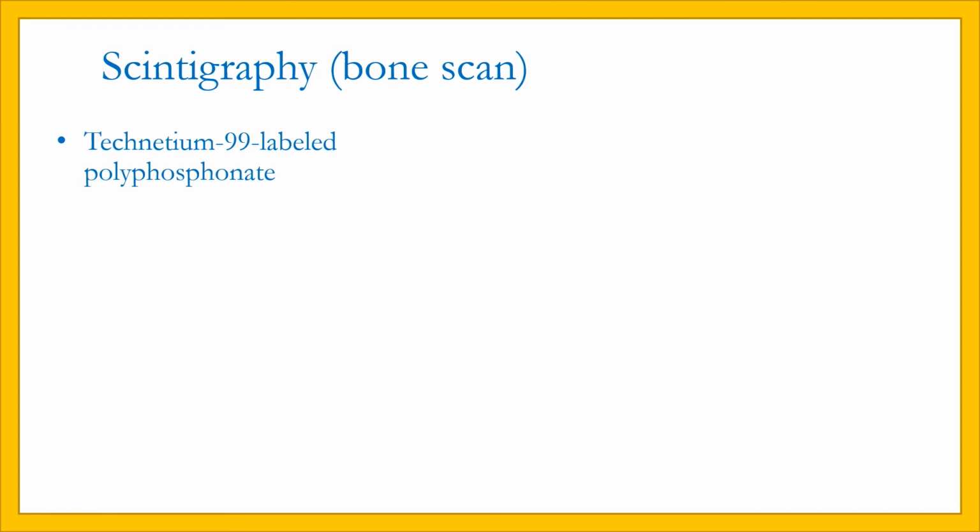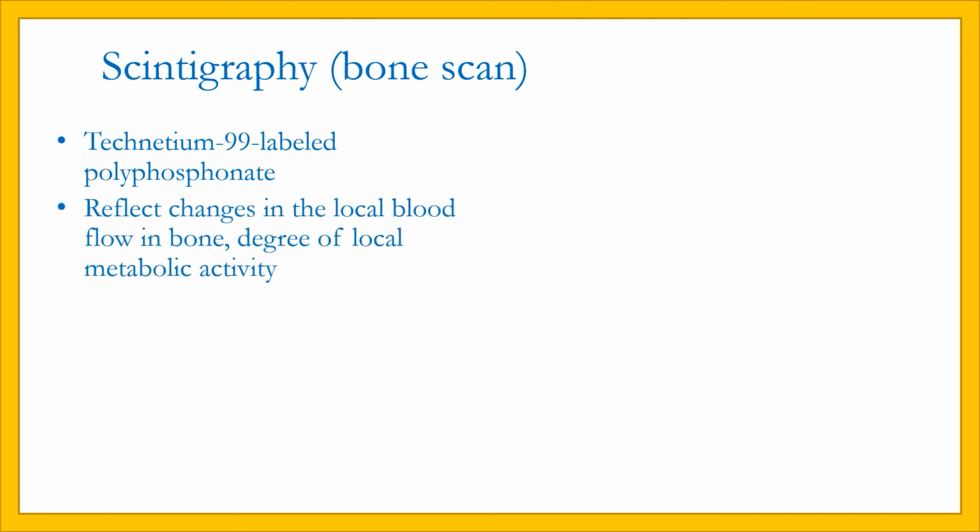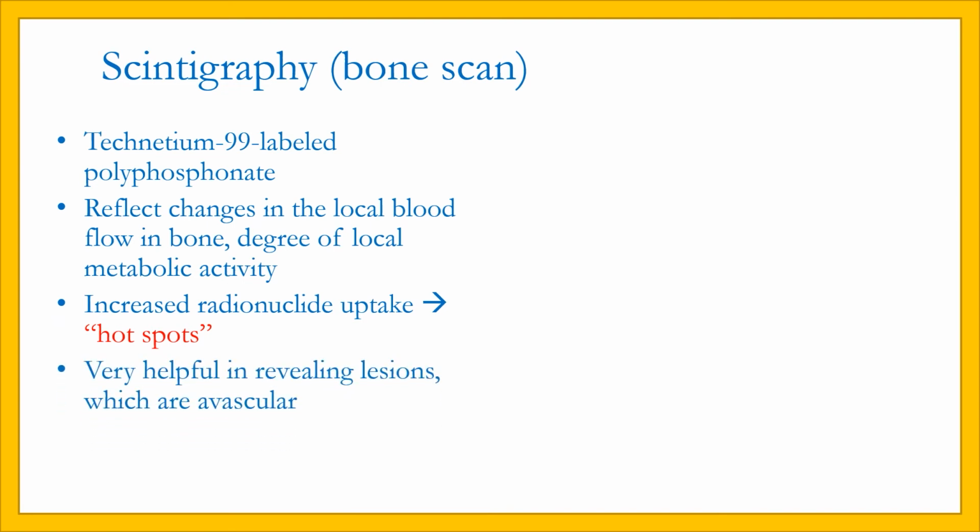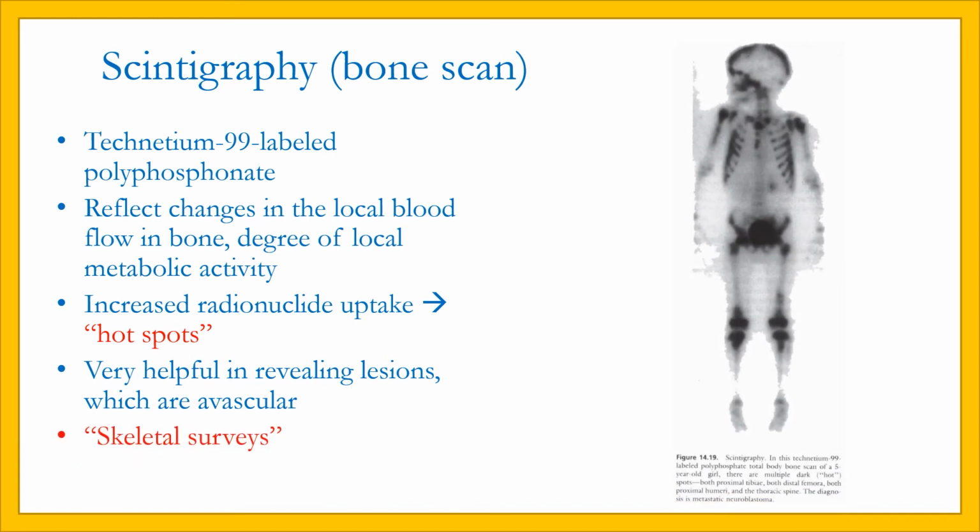Technetium-99 labeled polyphosphonate reflects changes in the local blood flow in bone and the degree of local metabolic activity. Increased radionuclide uptake, or hotspots, is very helpful in revealing lesions which are avascular, or on the skeletal surface. So, this is the picture of scintigraphy. In this technetium-99 labeled polyphosphate total body bone scan of a 5-year-old girl, there are multiple dark or hot spots in both proximal tibia, both distal femora, both proximal humeri, and the thoracic spine. The diagnosis is metastatic neuroblastoma.